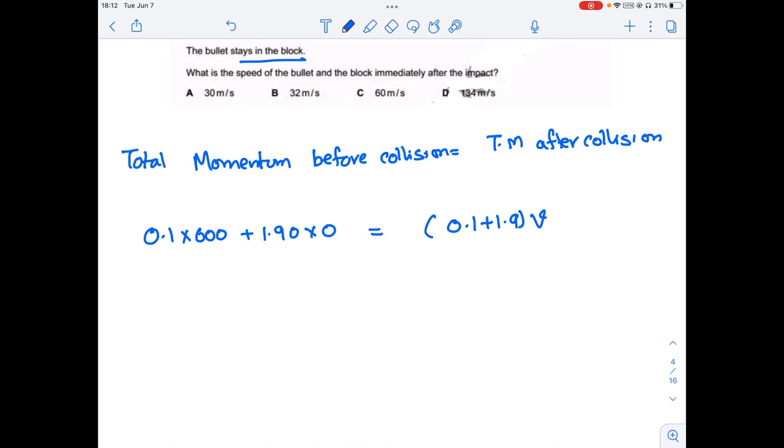So this becomes nothing but what? 60 plus 0 equals 2v. So 2v equals 60. So v equals nothing but how much? 30 meters per second. That's going to be the answer, option A.